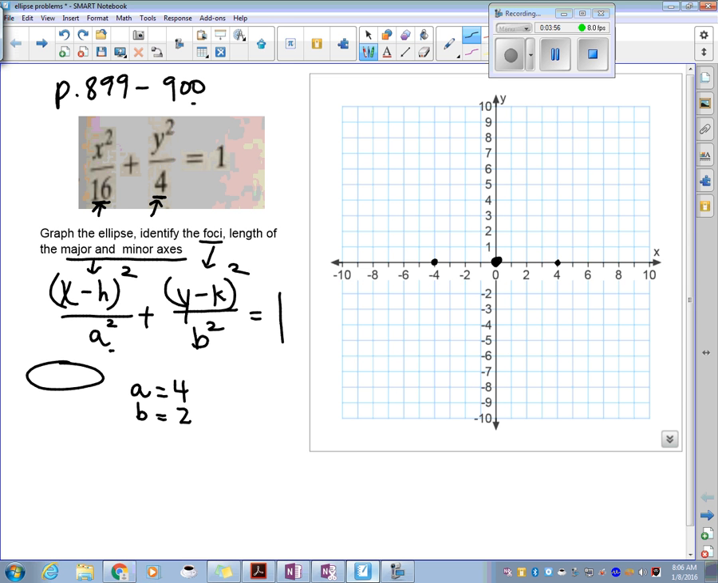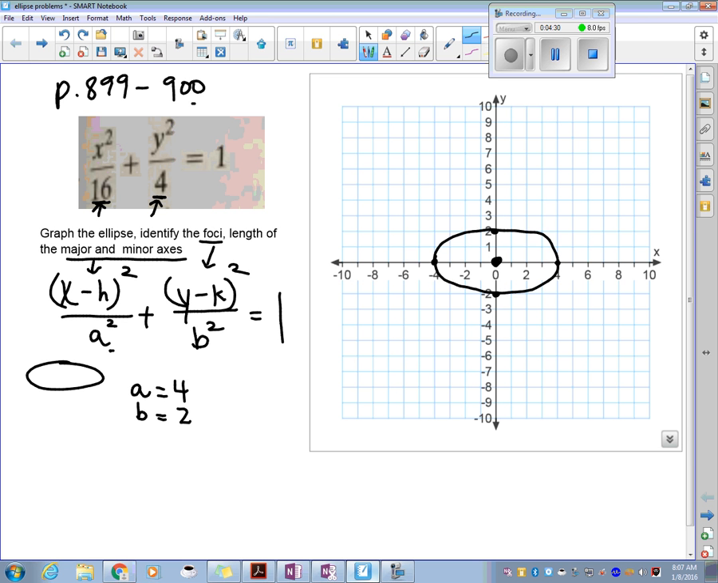Now the b is the up and down part of this one. The square root of 4 is 2. So this goes up 2 and down 2. So try not to make these diamond shapes. This should be an ellipse on your graph. And there is some symmetry. I know it's tempting just to connect the dots, but do make a curve.